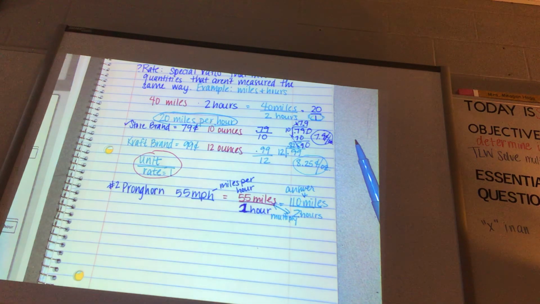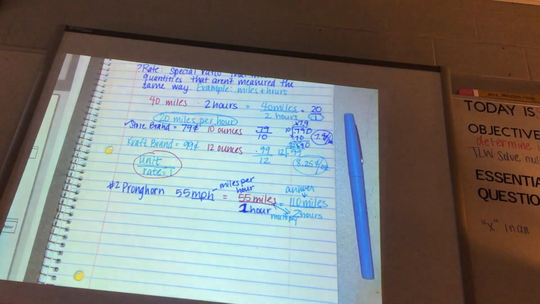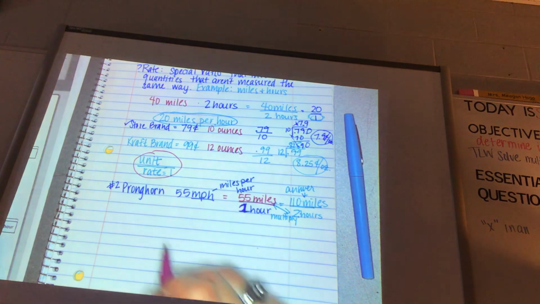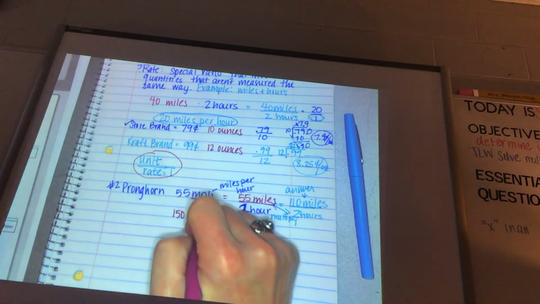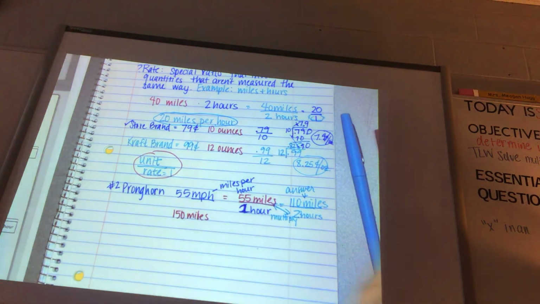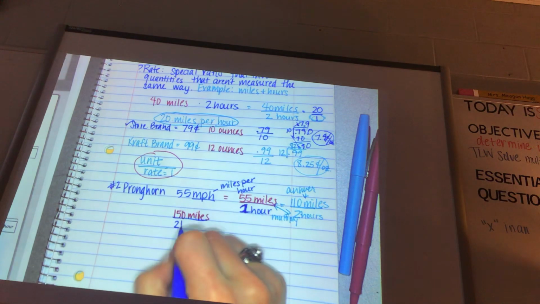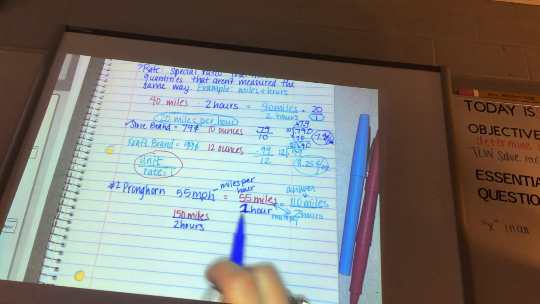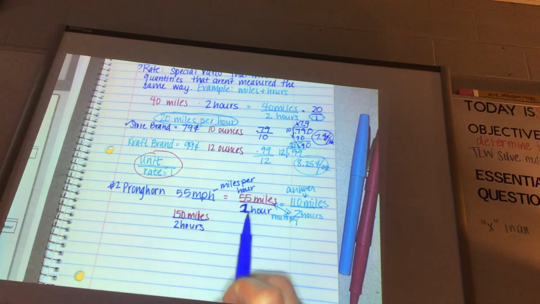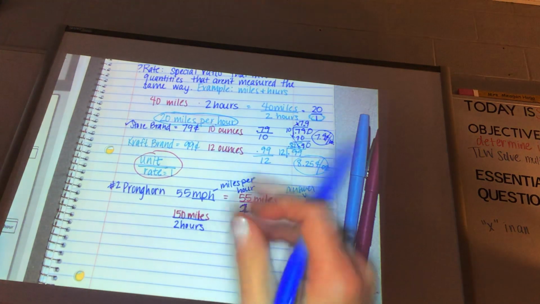Well, I'm going to give it to you in another way, okay? This animal can go 150 miles, not in 1 hour, but in 2 hours. It can go 150 miles in 2 hours. So I'm giving these values to you in different ways so you could see how you could always get back to the unit rate. The unit rate would be with the 1 on the bottom of your fraction, on your ratio. Okay, so this animal can go 150 miles in 2 hours.